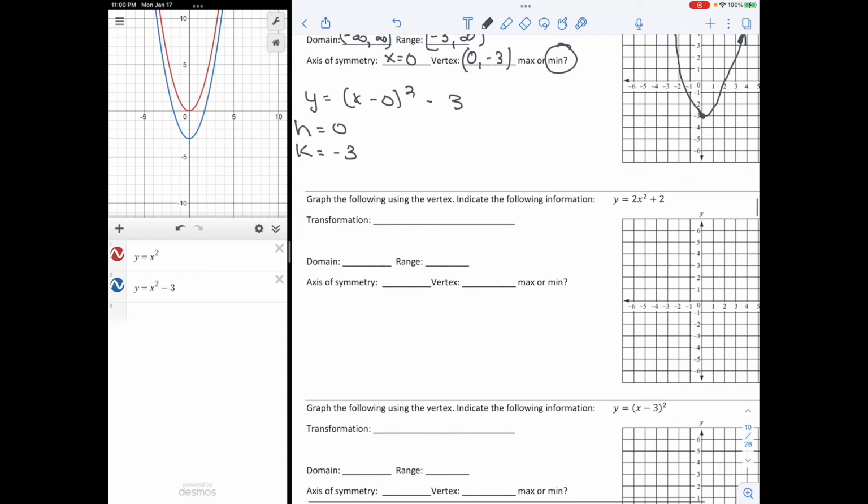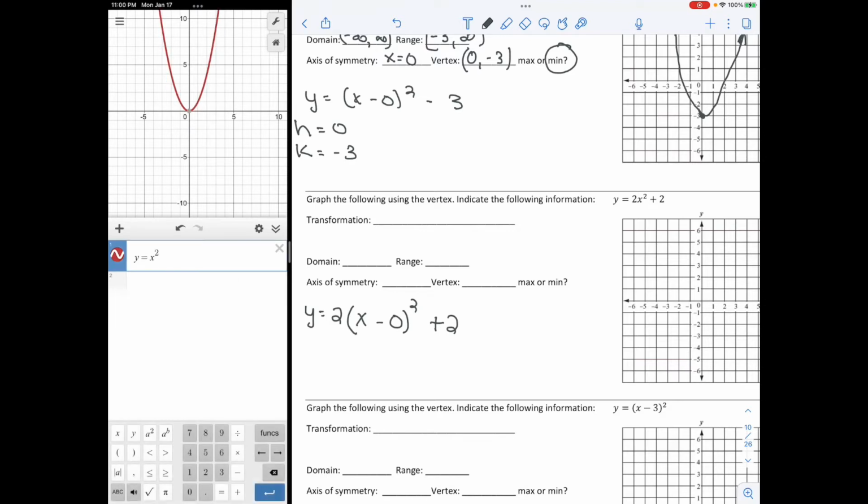Okay? So when we look at the next one, I'm going to rewrite this, y equals 2x squared plus 2. I'm going to write this as y is equal to 2x minus 0 squared plus 2. So having said that, how do you think this graph is going to be transformed? Do you think it's going to be moved left, right, up, or down? Let's see. We're going to keep y equals x squared.